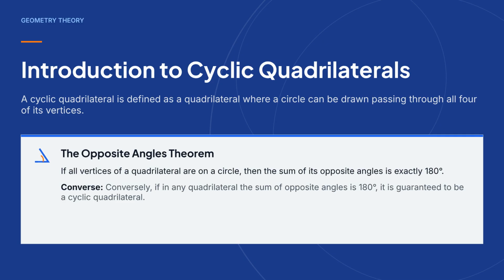Moving to cyclic quadrilaterals, a cyclic quadrilateral is one where all four vertices lie on a circle. The opposite angles theorem states that the opposite angles of a cyclic quadrilateral always sum to 180 degrees.